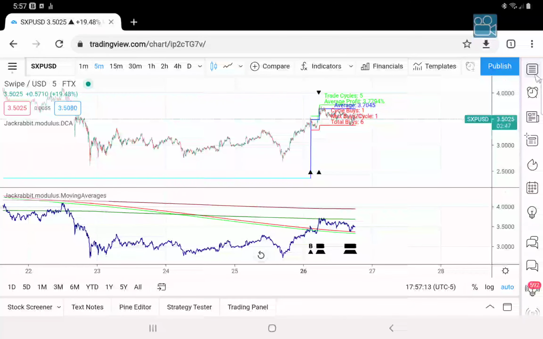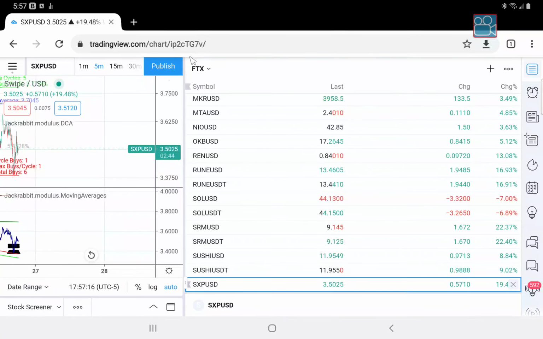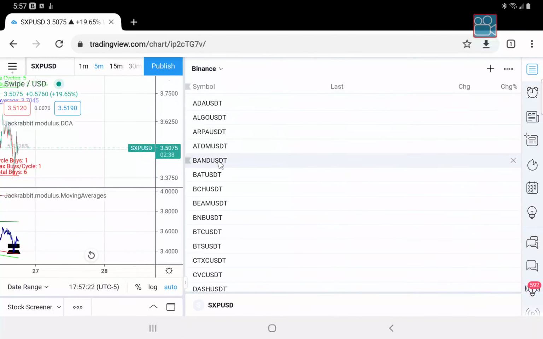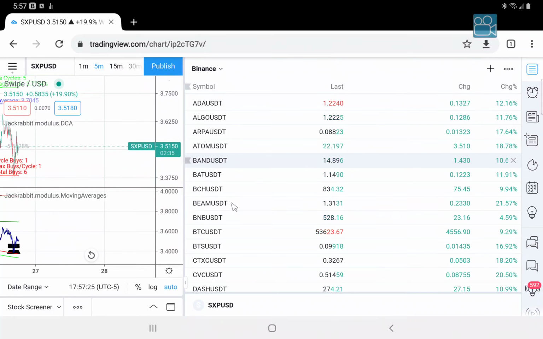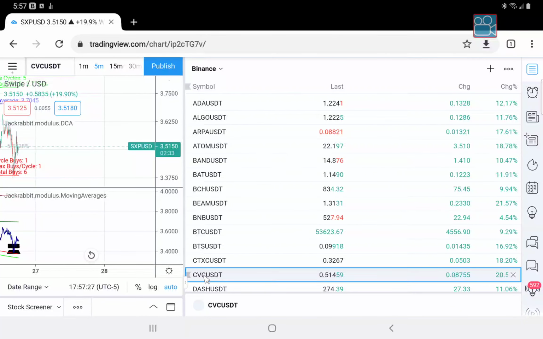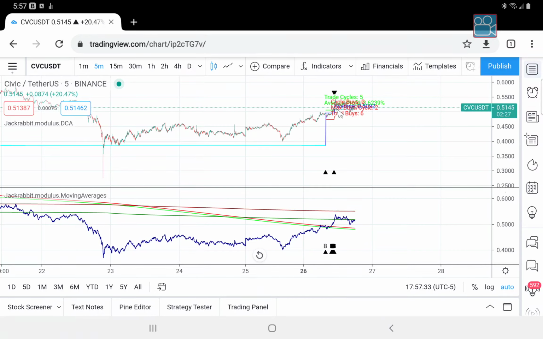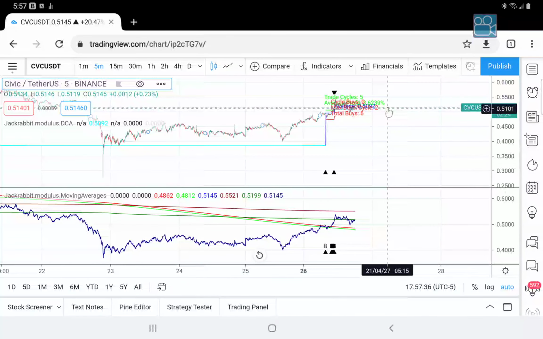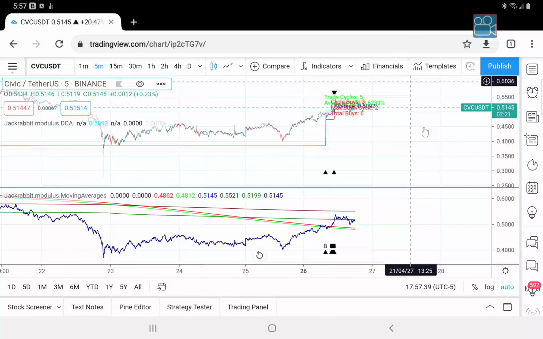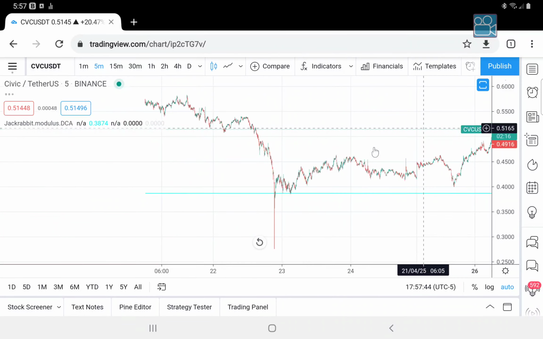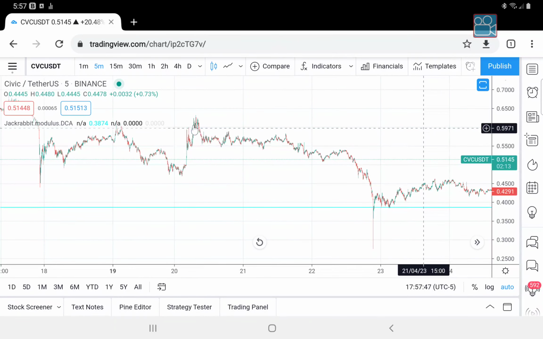Let's see if I can find a really treacherous coin. A coin that has a history of absolute chaos. Well, Civic is one of them. And yet, even with Civic, you can see it's not what I want. Very limited exposure. And you can see it missed the entire mess. And Civic is a hard coin to get out of.